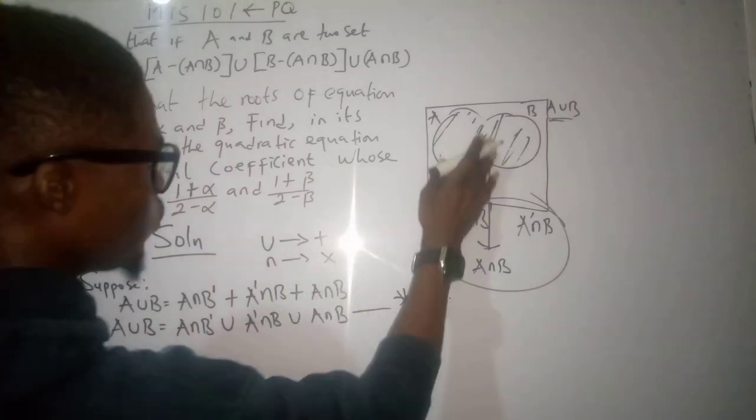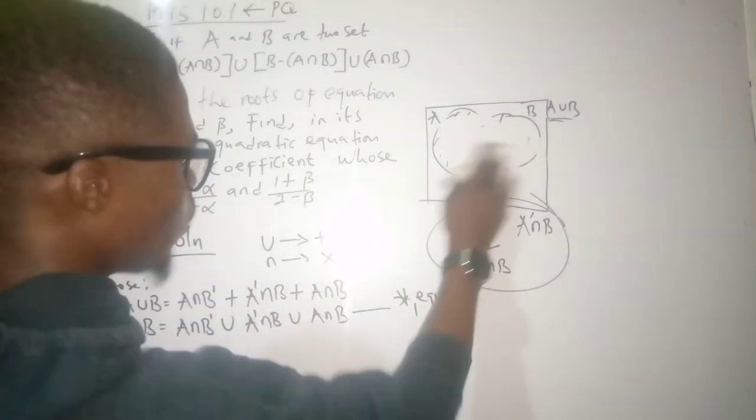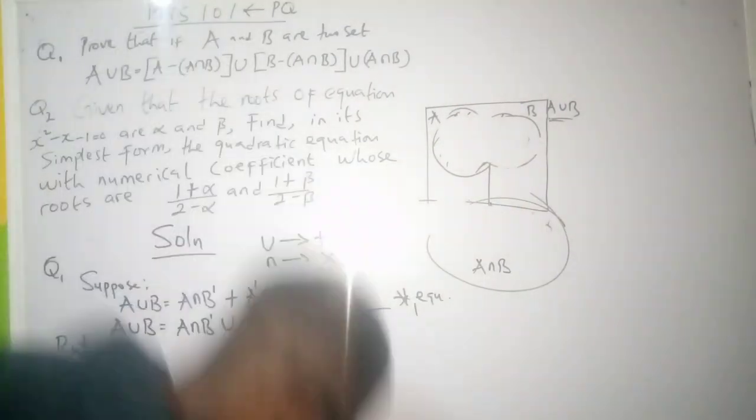But from this circle now, for instance, I'll be using the circle to generate other things.